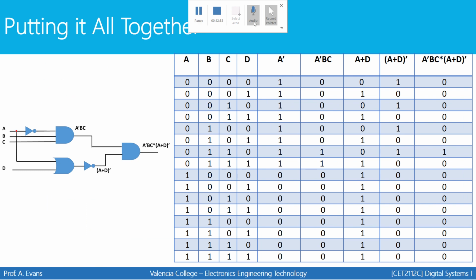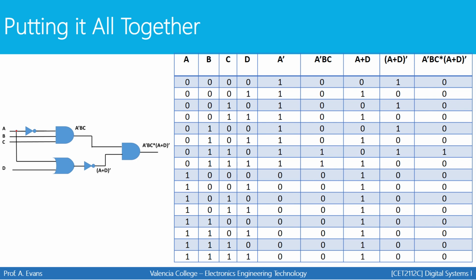So as I was saying, the output is going to be high only when this column here and this column here are both high, which happens right here where you see this 1. So this is the truth table for this circuit. We can see there's only one time there's a 1.